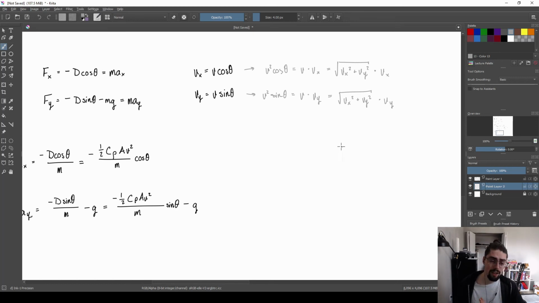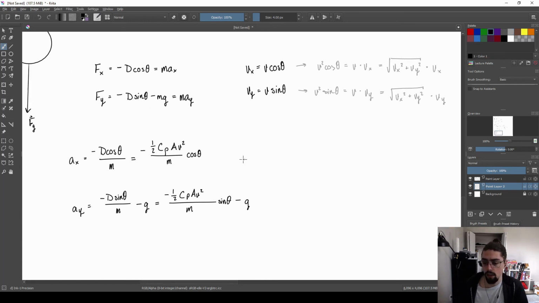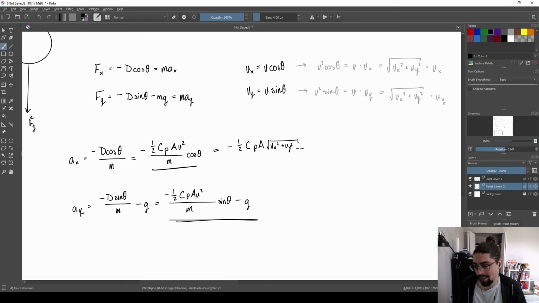And for the most part, we're not doing these problems for a reason. Right? So I could finish by plugging all of this stuff in. These are fine expressions, I think. But if you'd like to crank it up a notch, then what we could do as well is say that this is negative 1/2 C rho A, now this is the square root of v_x squared plus v_y squared, times v_x, divided by m. And we're going to have something similar for a_y.